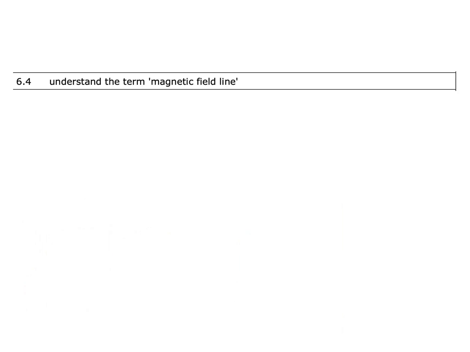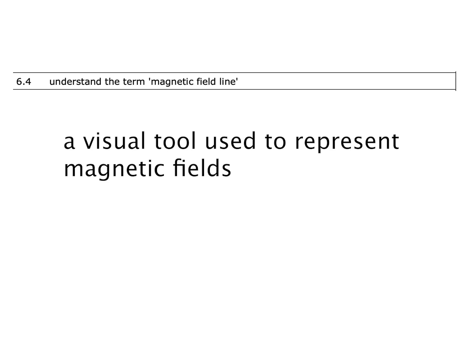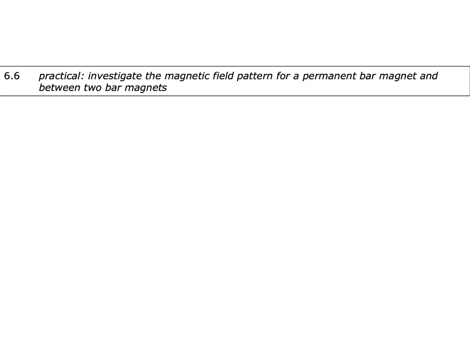So spec point 6.4 is to understand the term magnetic field line. And a magnetic field line can be really simply defined as a visual tool to help us represent magnetic fields. And as I go into the next few spec points, I'm going to show more and more what that means and how that helps us. But all we need to think about it as now is that it is a visual tool to help us show magnetic fields.